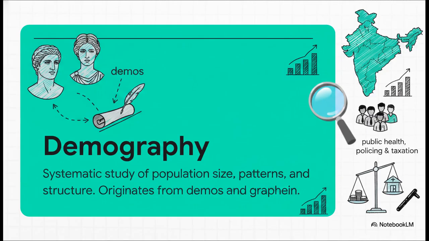But what's absolutely crucial to understand here is that historically, the entire academic discipline of sociology actually owes its successful establishment to this exact practice. You see, as modern nation-states started forming, governments suddenly realized they needed to manage public health, policing, and taxation. And to do all that, they had to count their people.